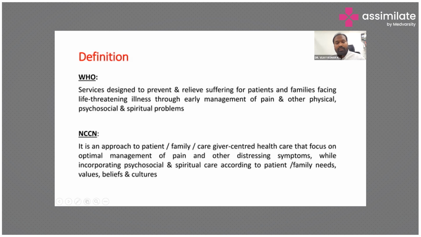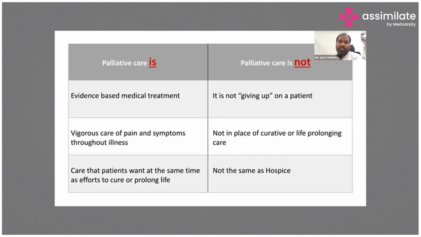If you see the definition from the WHO, I just have to read it. It says: services designed to prevent and relieve suffering for patients and families facing life-threatening illness through early management of pain and other physical, psychological, and spiritual problems. So palliative care is not only important in cancer or oncology, it is also important in other chronic illnesses like diabetes, hypertension, and so many other areas. The WHO definition is a generalized statement, but the NCCN definition is more linked towards oncology.